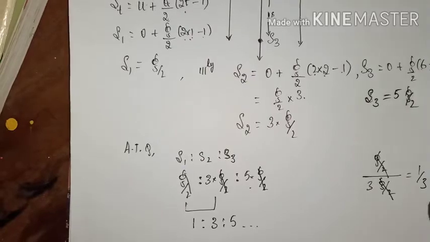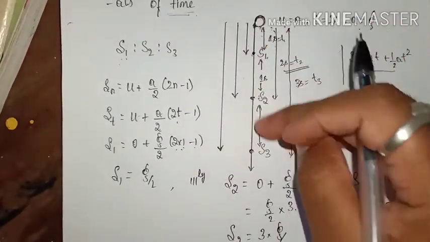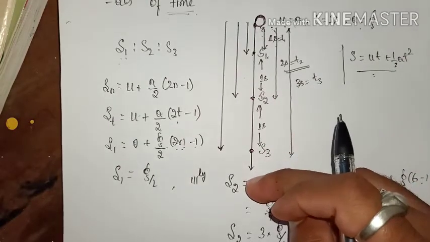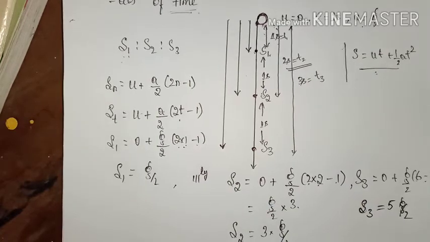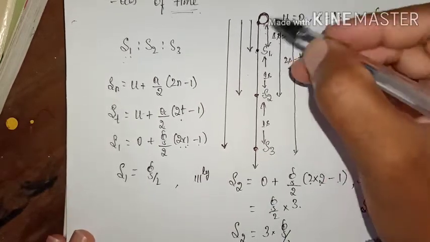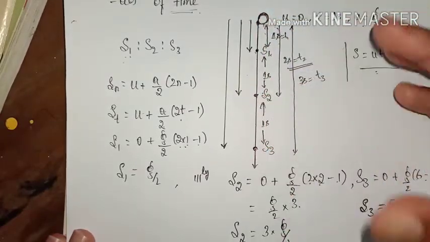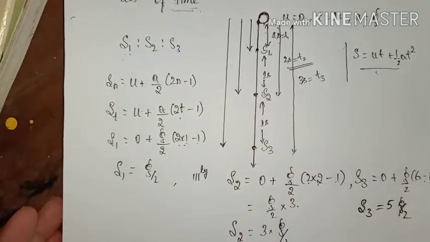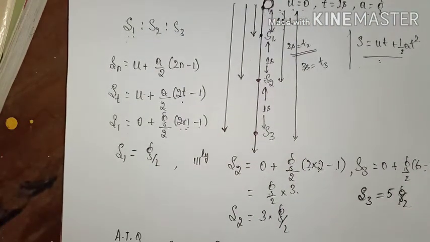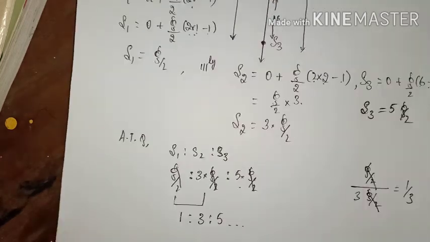Just imagine, here I have taken 3 positions. If you go with another position like S4, you will definitely get the next one, that is 7. You can observe that the distances keep getting larger compared to each one. This is the way, and this is also called by another name, Galileo's law of odd numbers. Thank you so much.